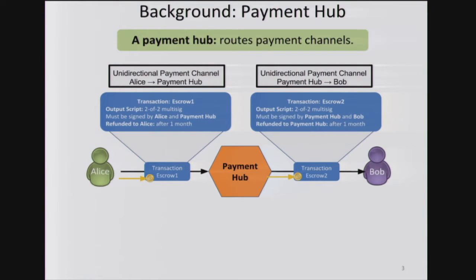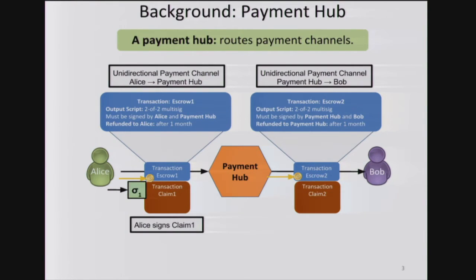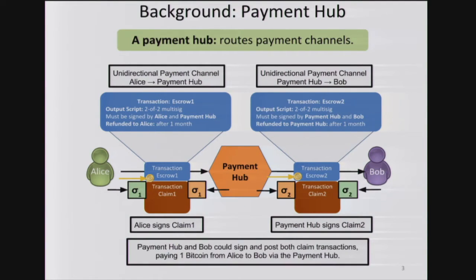So Alice wants to pay Bob through the payment hub. She creates a claim transaction. The payment hub creates a claim transaction as well. To authorize this payment, Alice signs that claim transaction. The payment hub signs the second claim transaction. And then when they want to close the channel, the payment hub can sign claim 1, Bob can sign claim 2, and the payment goes through. So the payment hub gets 1 Bitcoin and also sends 1 Bitcoin on to Bob. But there's a problem with this.